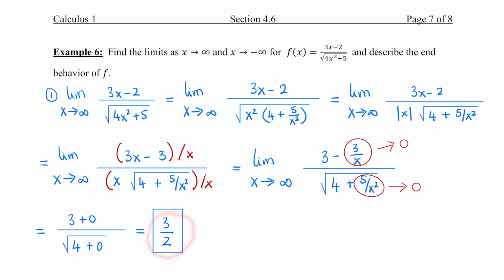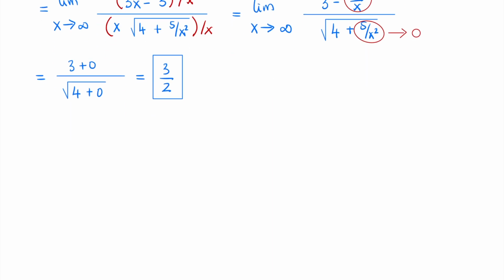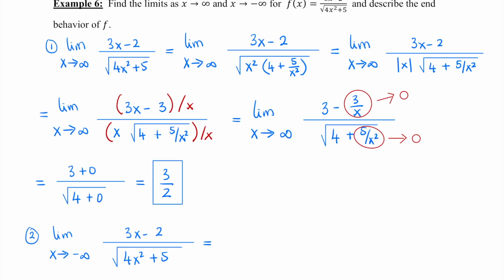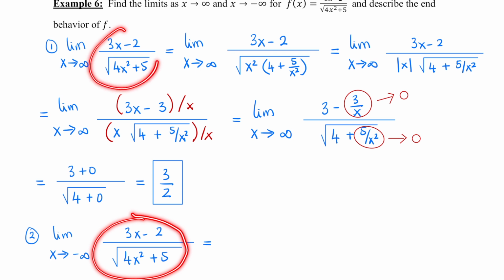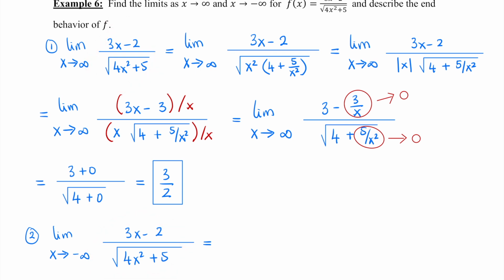Now, I need to find the limit as x approaches negative infinity. Since this is the same function, we start the same way. We factor out x squared, and then we take the square root of x squared. So I have 3x minus 2 over absolute value of x times square root of 4 plus 5 over x squared.